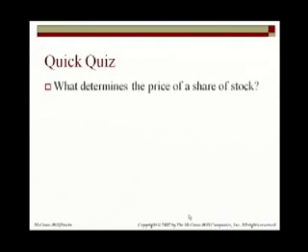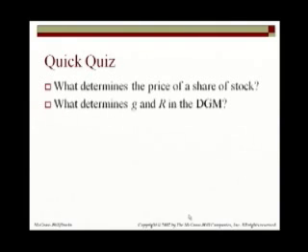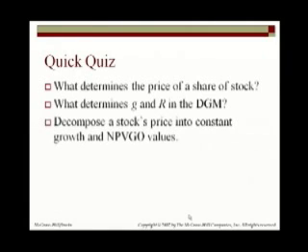What determines the G and R in the dividend growth model? Well, the growth rate is determined by the rate of plowback. Remember that G was equal to ROE times the plowback ratio, and the interest rate R was equal to D1 over P0 plus G. We can therefore decompose a stock's price into constant growth and the net present value of growth opportunities, and you'll have a number of homework examples that ask you to do just that.